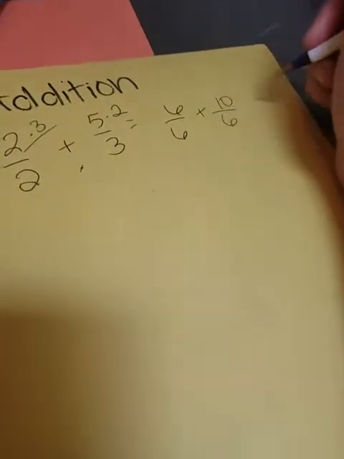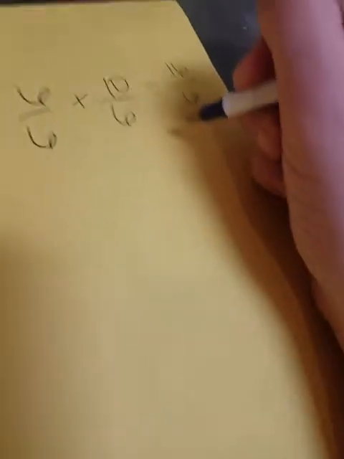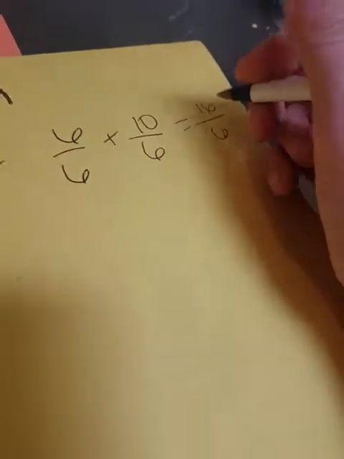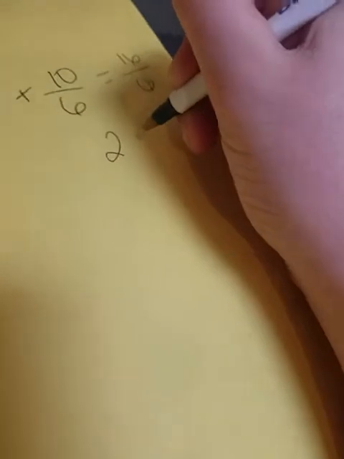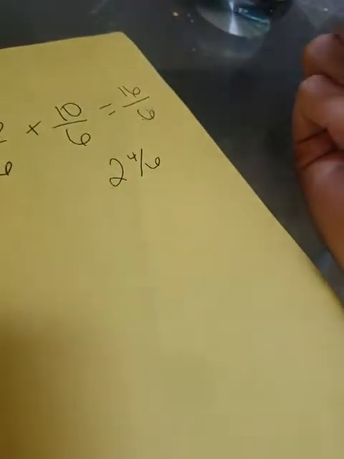So now we would just add. 6 plus 10 is 16 over 6. We could leave it as an improper fraction, or we could say 6 goes into 16 2 times and has 4 left over, so it could be 2 and 4/6 as well.